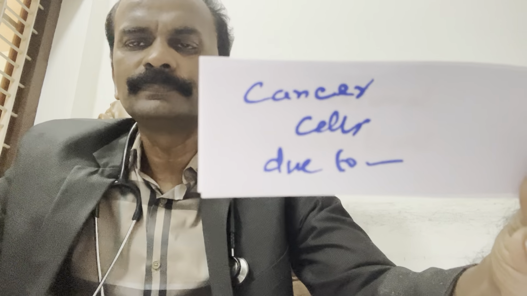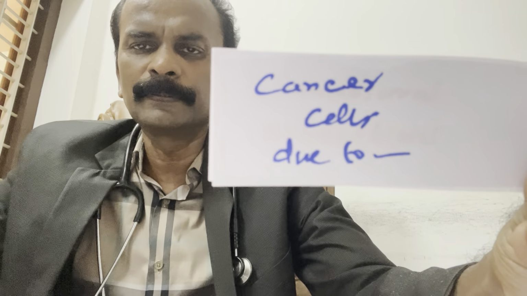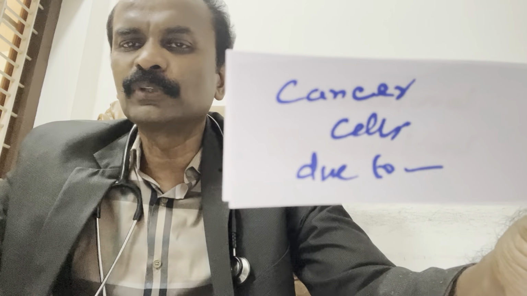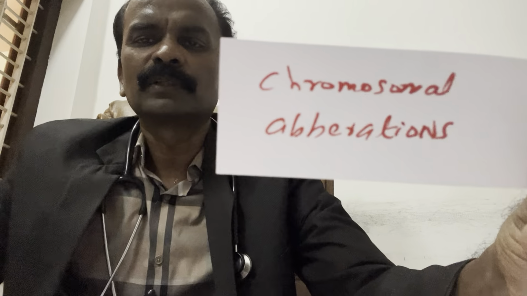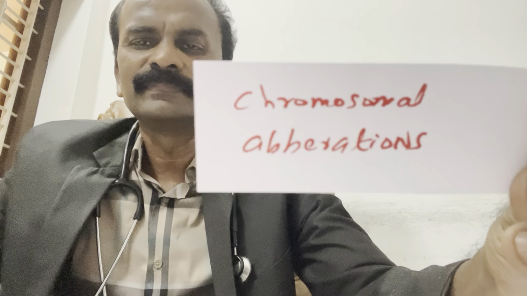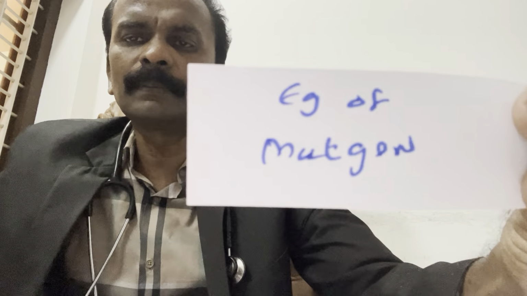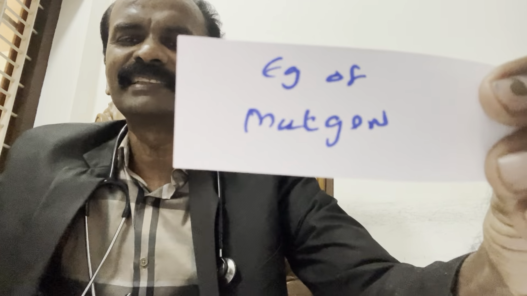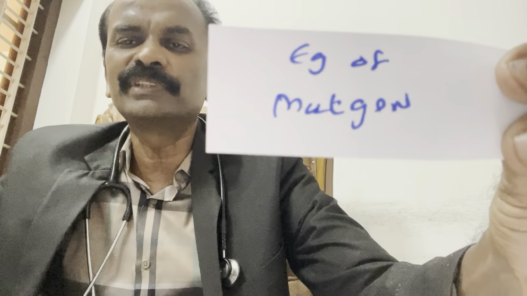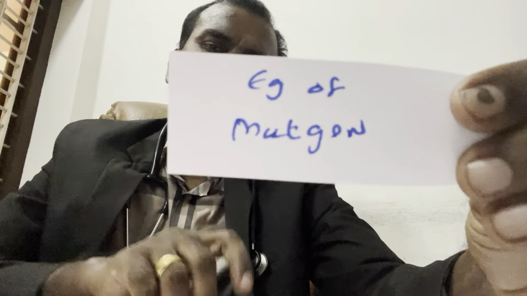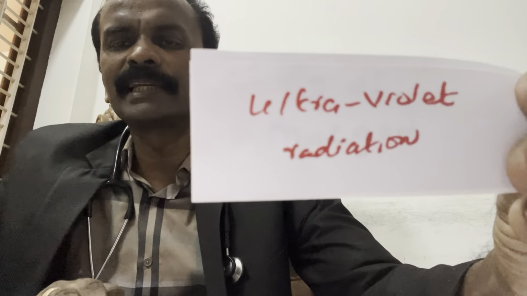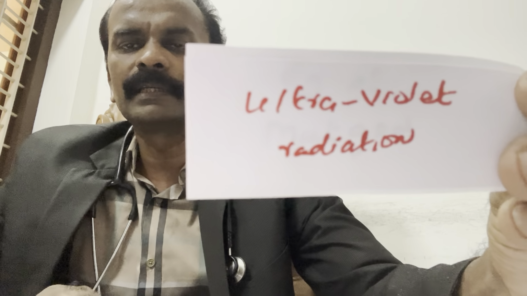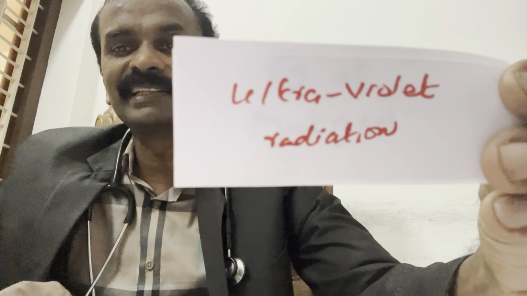Cancer cells are due to, just now I told you, chromosomal aberration. Example of a mutagen. Any idea? Ultraviolet radiation. Ultraviolet, not infrared. Ultraviolet.